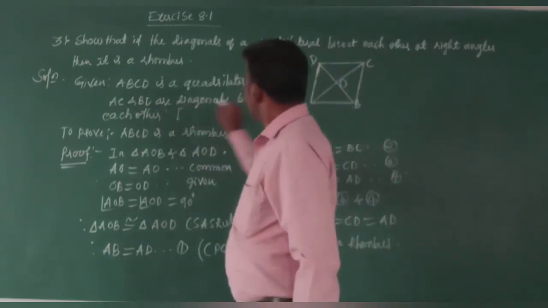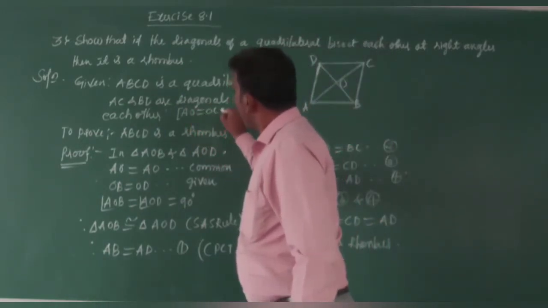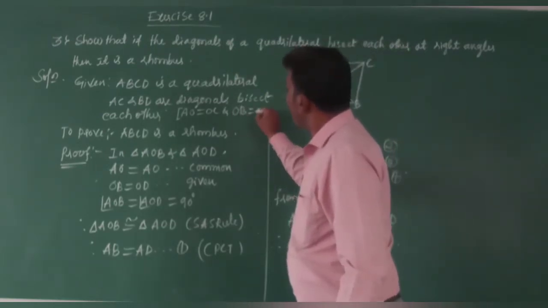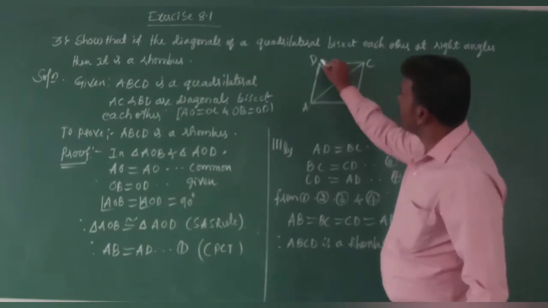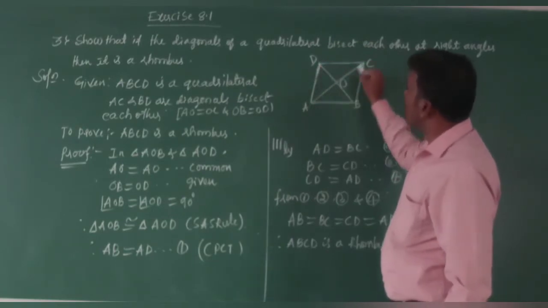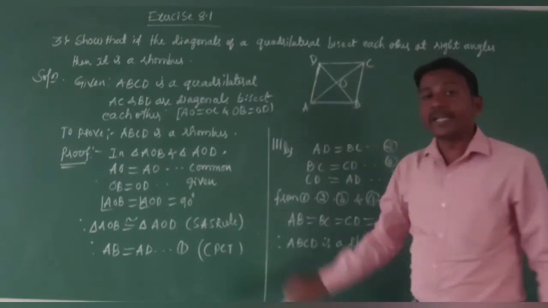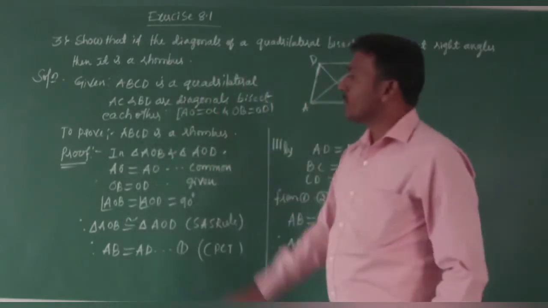That is nothing but AO is equal to OC and OD is equal to OB. And bisect each other at right angle is nothing but what? Angle AOD is equal to 90 degrees, angle AOC is equal to 90 degrees, angle AOB is equal to 90 degrees, angle COB is equal to 90 degrees. This is given. What we have to prove? ABCD is a rhombus. We need to prove.